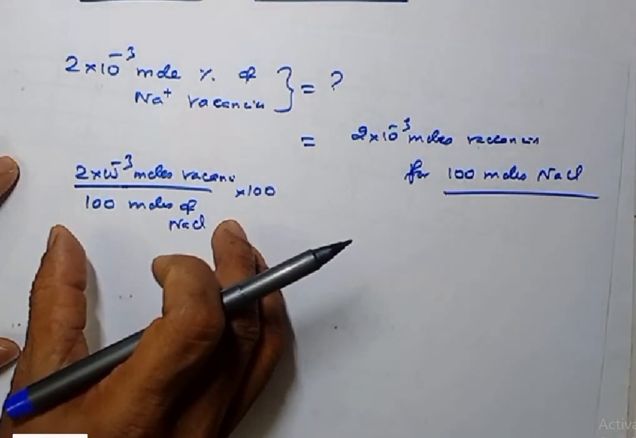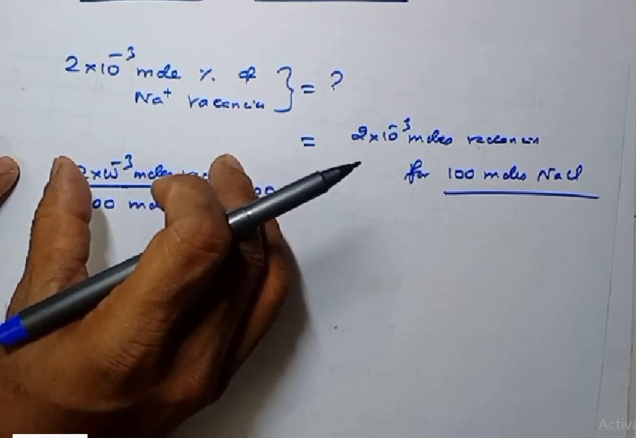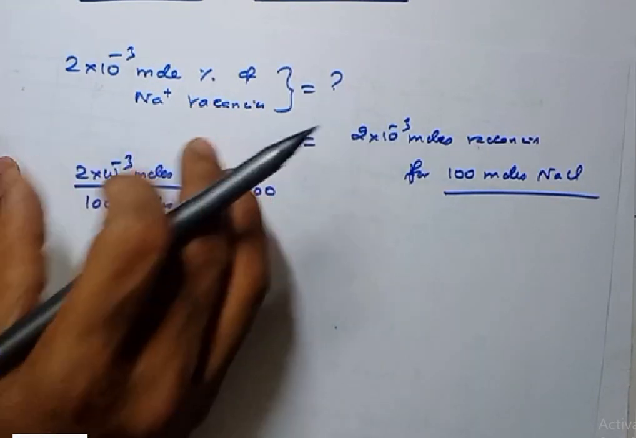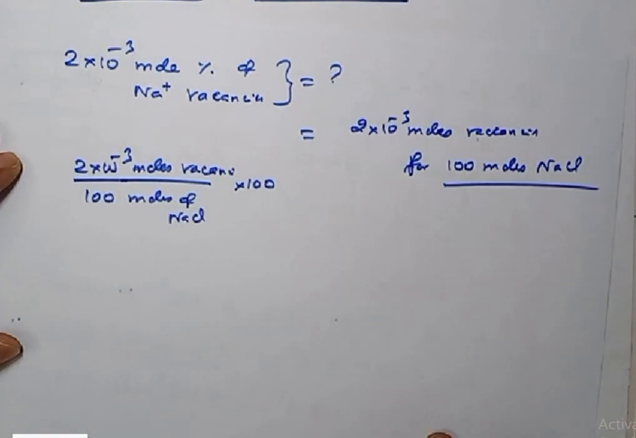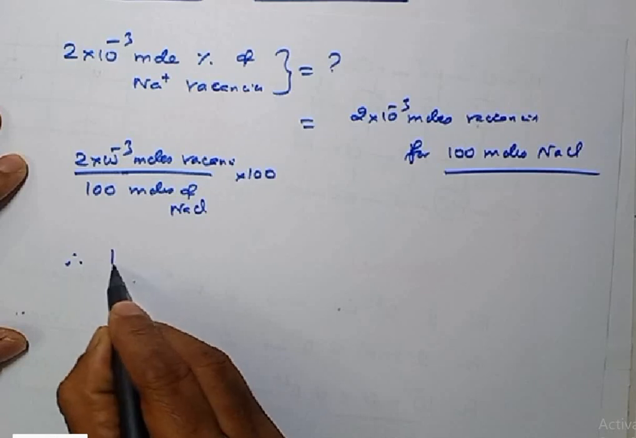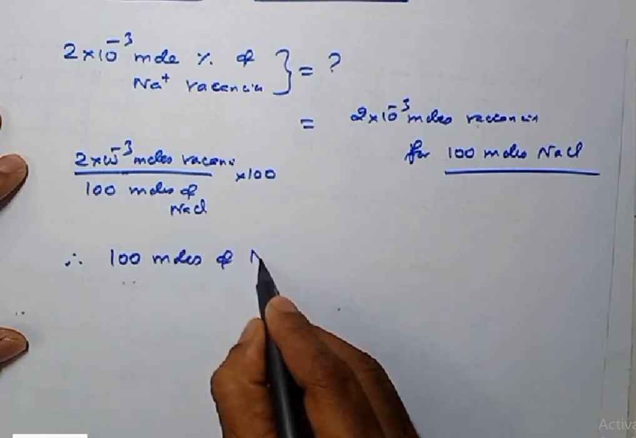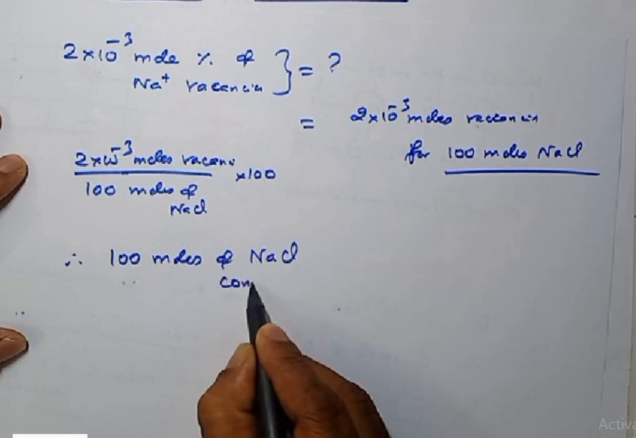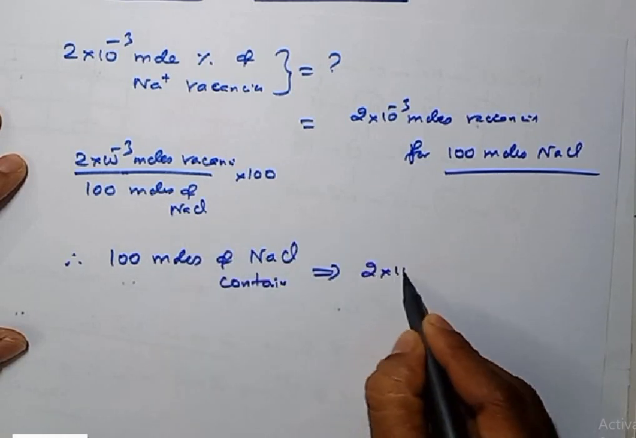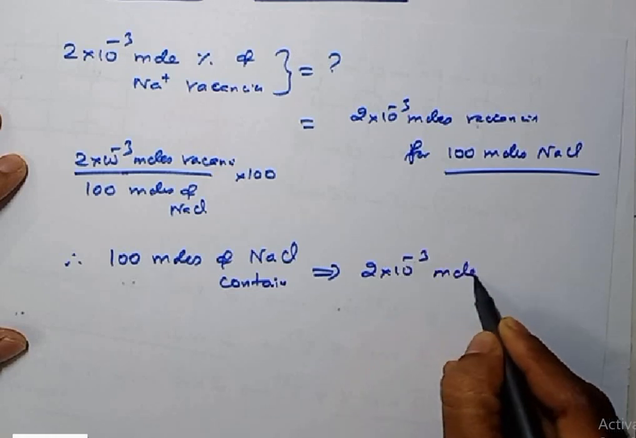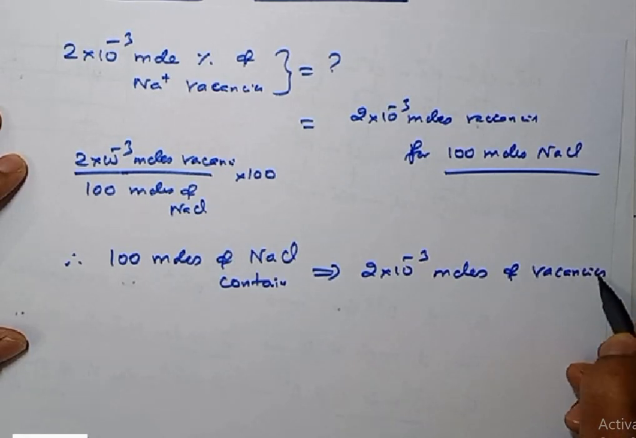So, in 100 moles of sodium chloride crystal, if 2 into 10 power minus 3 moles of vacancies exist, it is nothing but 2 into 10 power minus 3 mole percentage. So therefore, listen, 100 moles of sodium chloride contain 2 into 10 power minus 3 moles of vacancies, sodium ion vacancies.